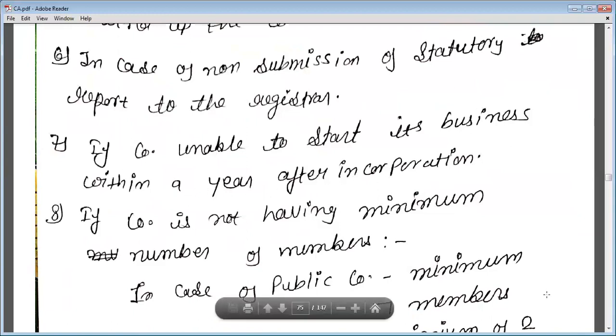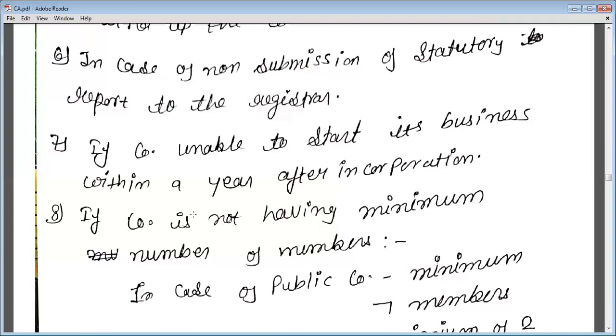Okay. The next: if the company is unable to start its business within a year of incorporation. Now see, if you incorporate your company, आपने अपनी कंपनी को इनकॉर्पोरेट करवा दिया, and after incorporation, within 1 year you are not able to start your business, then in that case also the court or the law can give you the order for the same. They can give you the order to liquidate or wind up your company.